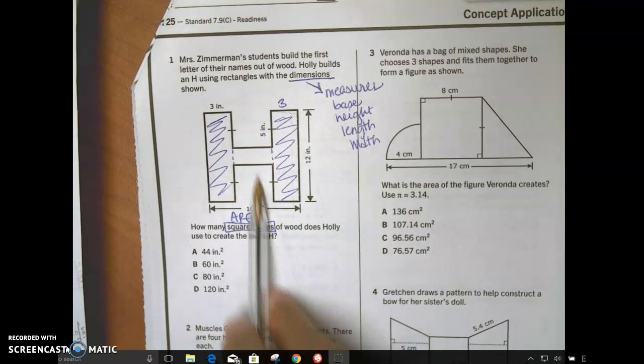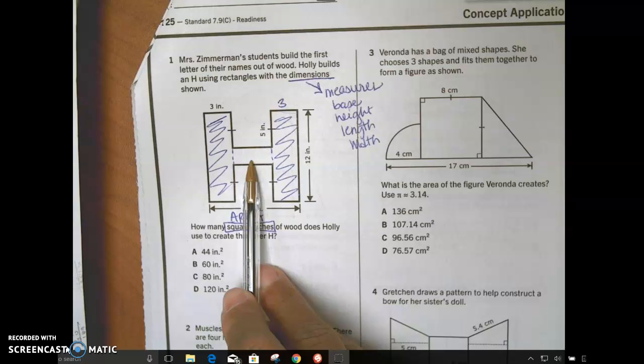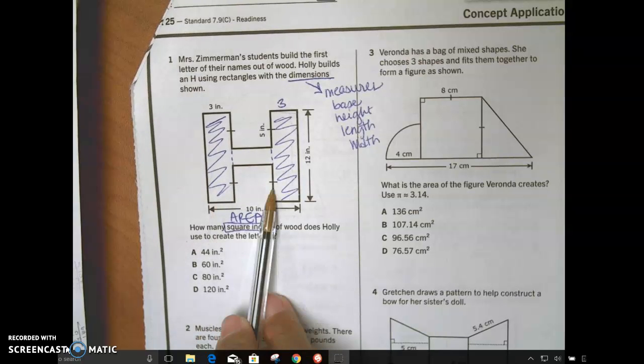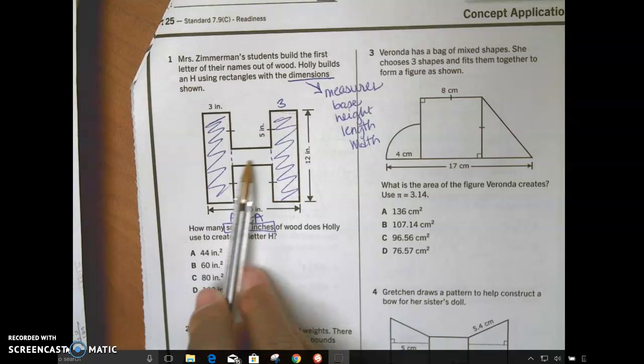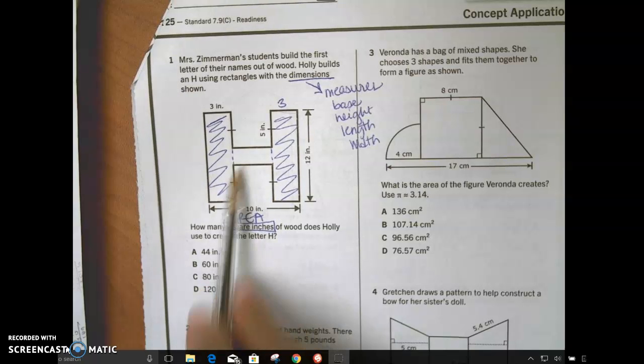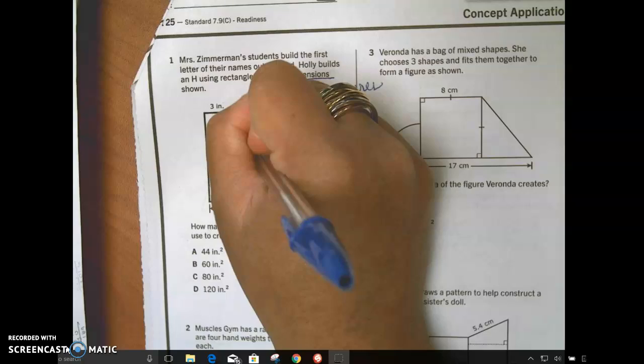Don't guess. It cannot be longer than 10. So 12 wouldn't make sense. Why 4? 3 on either end gives me how much? 6. And I need how many more to make 10? 4. This is 4 and this is 4.